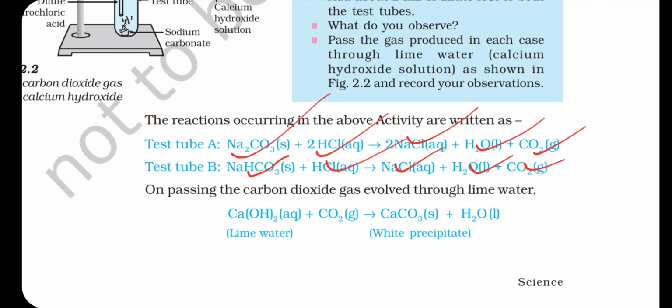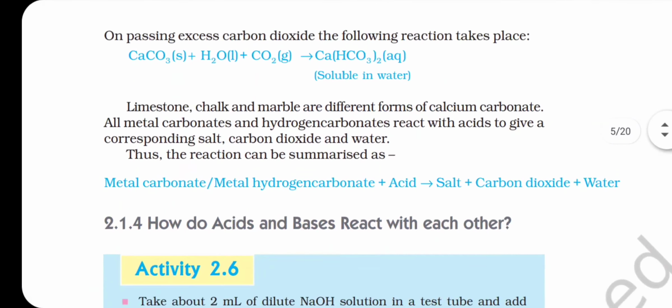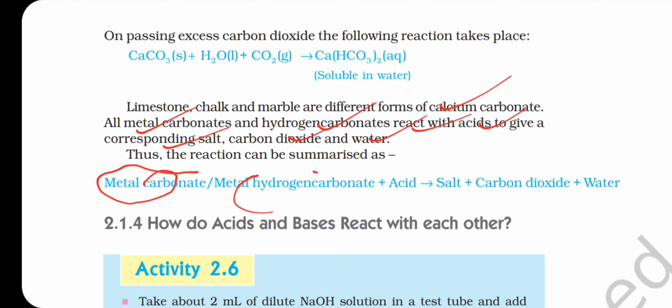Limestone, chalk and marble are different forms of calcium carbonate. So all metal carbonates and hydrogencarbonates react with acid to give the corresponding salt, carbon dioxide and water. We already saw an example of this above.